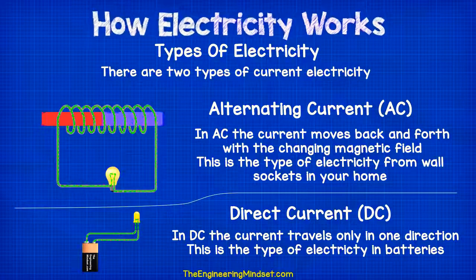So we can convert AC to DC and vice versa using power electronics. And this is how we charge and power small devices. And it's also how solar panels can be used to power our homes, because solar panels produce DC power and our homes need AC power. So we have to convert this for it to be usable.